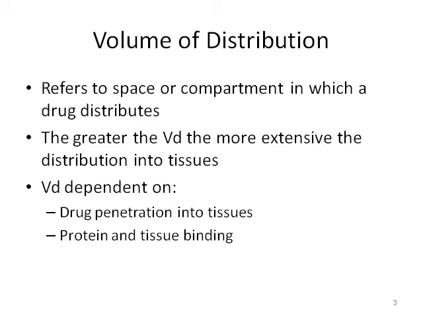So generally, drugs that are lipophilic have a higher volume of distribution because they can get into a number of tissues. And so volume of distribution is going to be dependent on drug penetration into the tissues, and also drugs that have protein or tissue binding will have larger volumes of distribution. Many of the drugs that you have or that you will prescribe or be familiar with will have larger volumes of distribution.